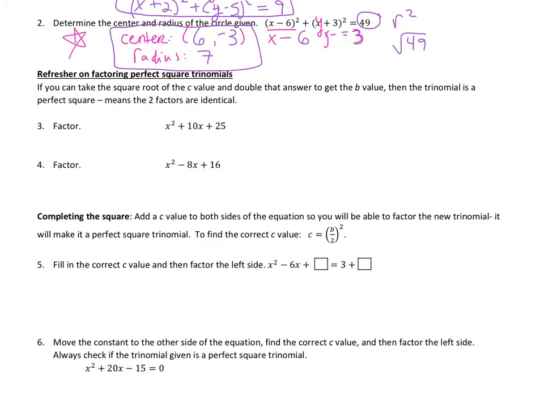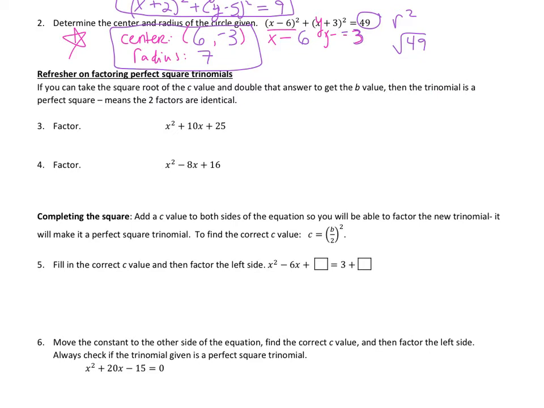This next section is kind of a refresher on factoring perfect square trinomials because we need to understand this before we go down to completing the square. So when we factor a trinomial, we are trying to get two factors, two parentheses, that if we multiply them, that'll give us this trinomial. A perfect square trinomial means that those two factors, or two parentheses, will be identical to each other.